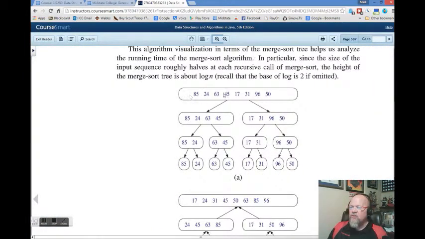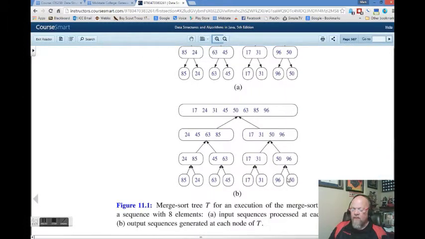So we have this string of objects, and we're just going to use numbers in this case, and we need to get them sorted. So what we do is we take them and we split them into two separate groups. I take 85, 24, 63, and 45 and throw them down here into this group, and 17, 31, 96, and 50 into this group. Then I split 85 and 24 into two groups, and 63 and 45 into two groups, and then I split them each. So when I get down, I'm going to have each number in its own little grouping.